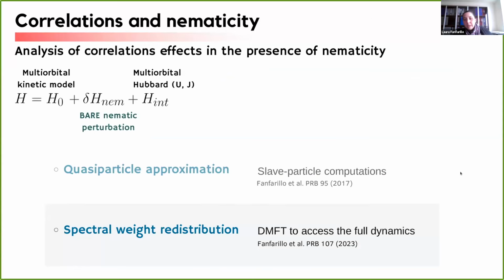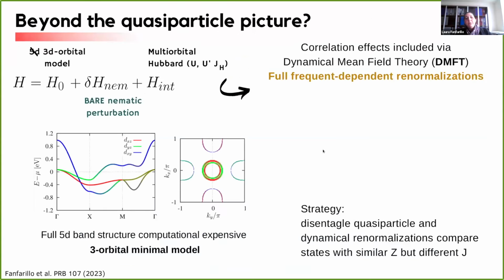What about the DMFT, the dynamical mean field theory analysis? In this case, we were limiting our study to a three orbital model because of the cost of a dynamical mean field theory analysis. And what we want to do is essentially, now that we understood at the level of Z what happened, we want to really disentangle the effect of the dynamics.